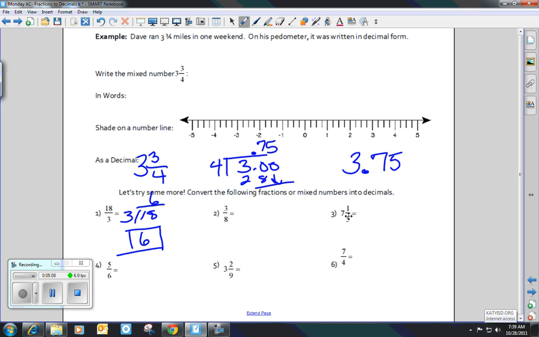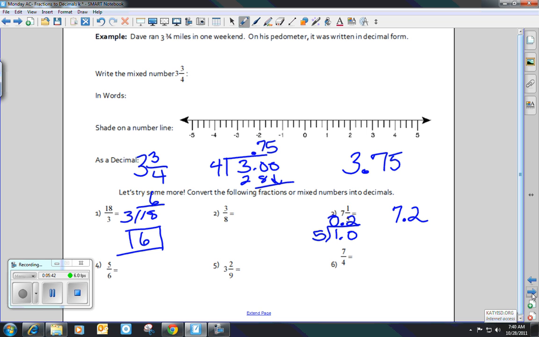So number 3 is 7 1/5. I'm going to make that into a decimal. I can keep my whole number and put the decimal after it. Then I just need to divide out the fraction. 1 divided by 5. I'm going to put a decimal and a 0 here. Decimal goes straight up, and then 5 cannot go into 1, but it can go into 10 2 times. So now I have 7.2 for my decimal form.